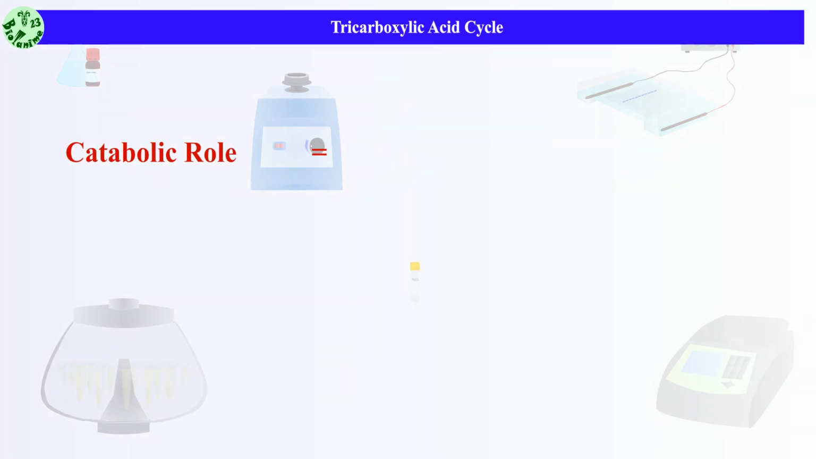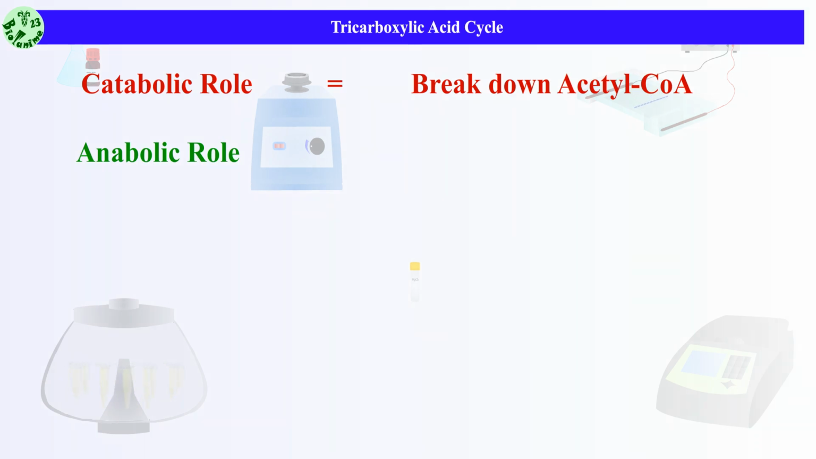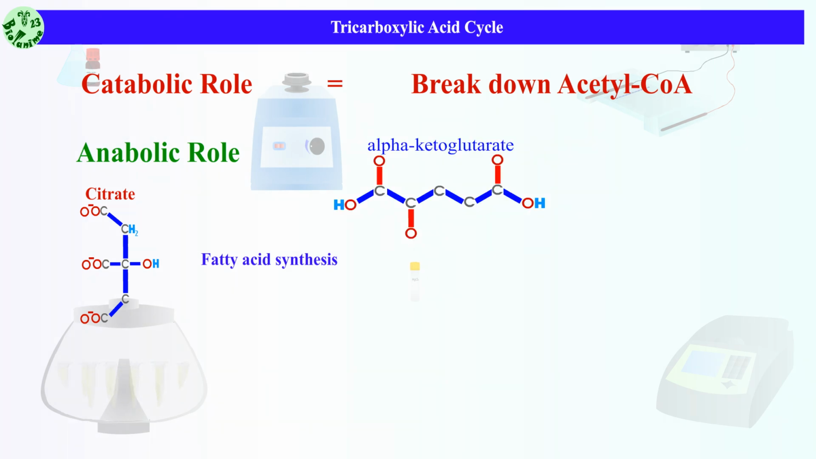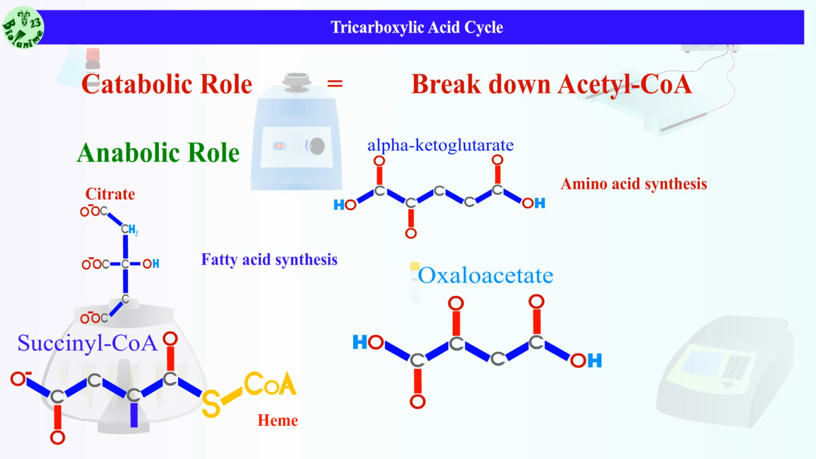Now, the catabolic role of the TCA cycle is to break down acetyl-CoA. While speaking about the anabolic role, it provides intermediates for other pathways like 1. Citrate will take part in fatty acid synthesis. 2. Alpha-ketoglutarate in amino acid synthesis. 3. Succinyl-CoA for the synthesis of heme. And 4. Oxaloacetate is required for gluconeogenesis and aspartate production.